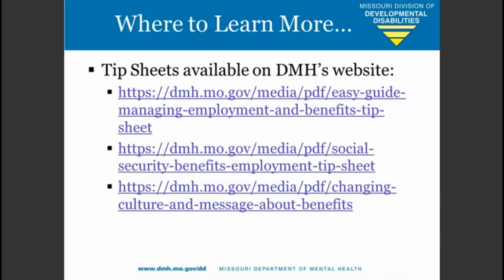And then that last one, changing the culture and message about benefits. This is just some guidance, some ideas of how we as support coordinators and other professionals can go out messaging to individuals. Again, we want to make sure that people are aware they do not have to choose between working and needed benefits. But having that good guidance to know what's going to happen and when it's going to happen is going to help avoid those unpleasant, unexpected consequences.